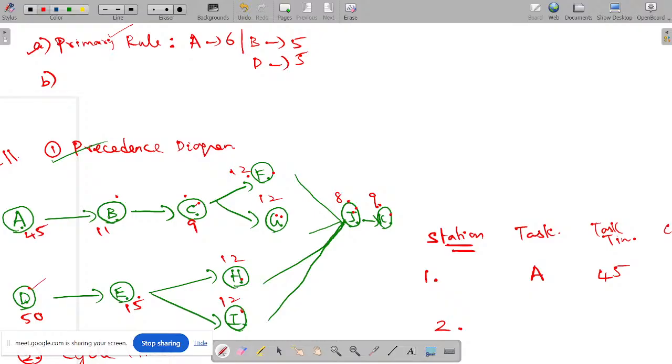So for A, how many jobs are followed? 6 jobs are found, so that will be taken. So I have taken A. Next, I have to take B or D. I don't know. So we go for the second tiebreaker rule called the secondary rule.